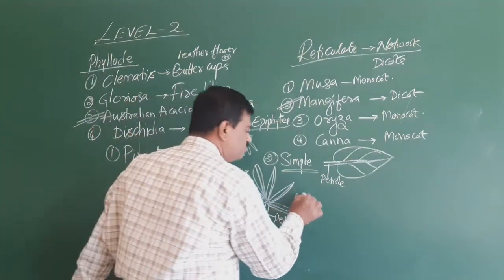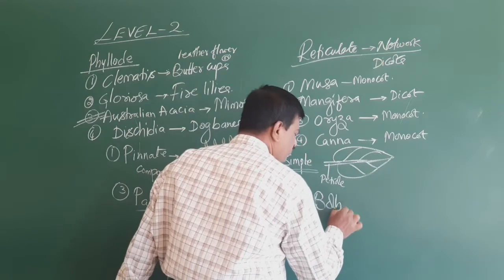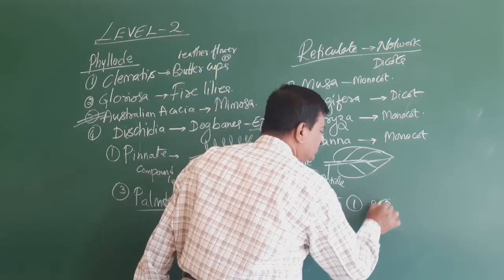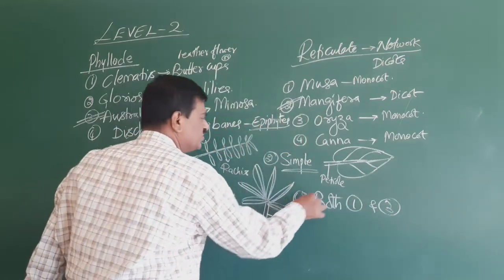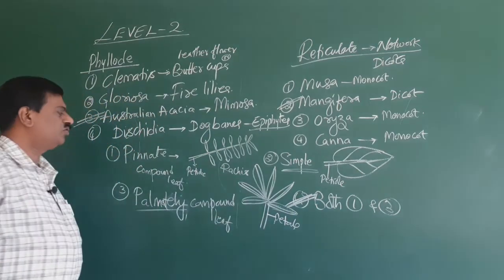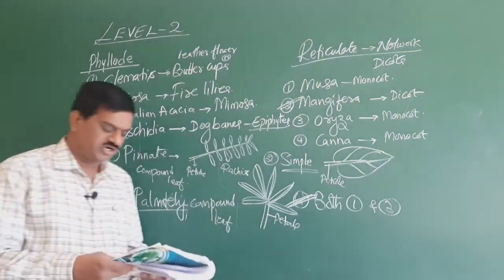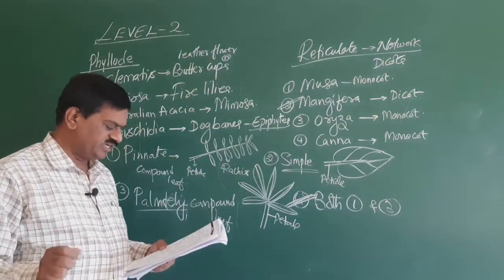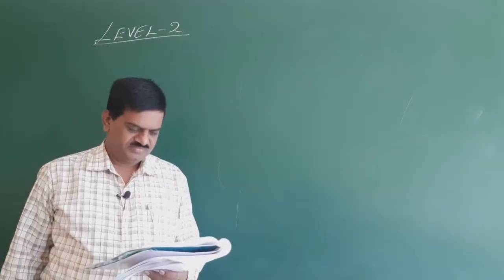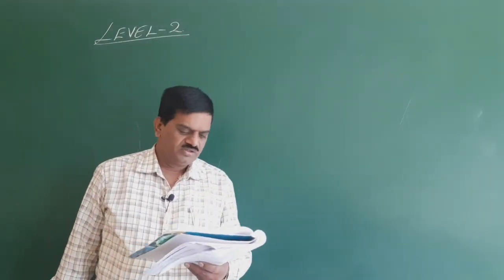Fourth option is both 1 and 3. So the right answer is this. Both 1 and 3 are compound leaves. It's not a simple leaf. So the right answer is the fourth option. We go for the next question.